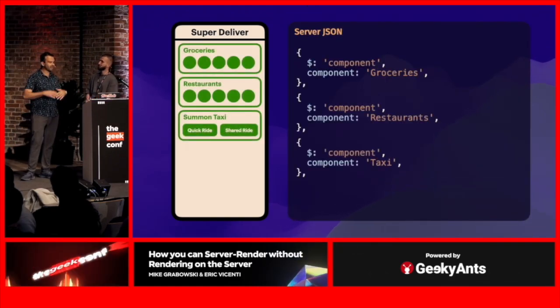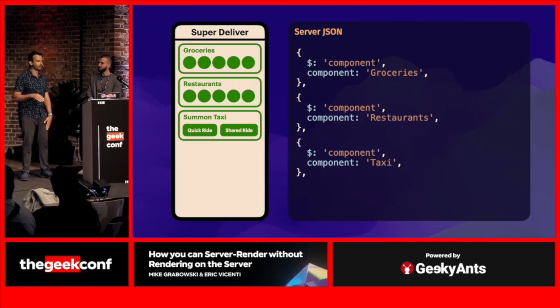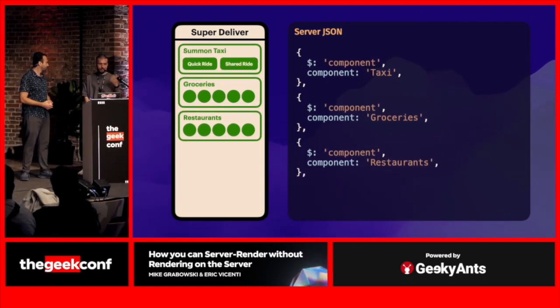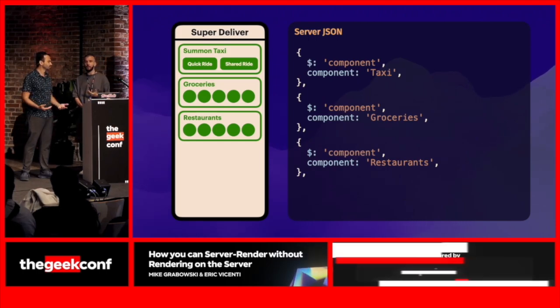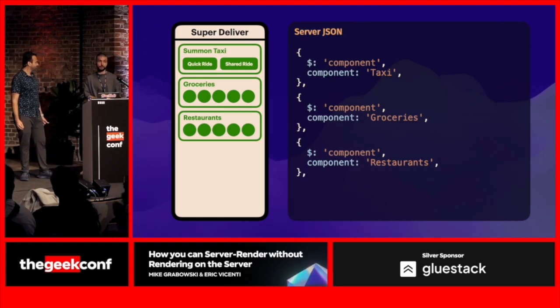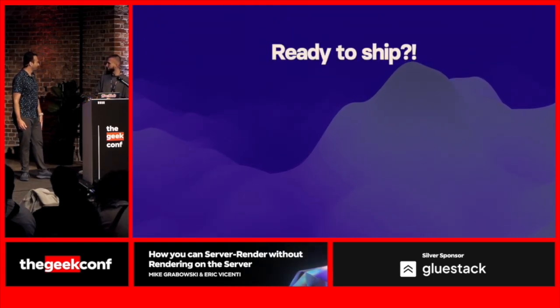OK, so to render the exact same UI that we were rendering before, we're going to send down JSON from the server that's going to correspond with each of these components that we've defined on the client. So now if you want to rearrange, all you have to do is send a different order from the server that matches what you want your users to see right now. All right. So we're kind of ready to ship, right?